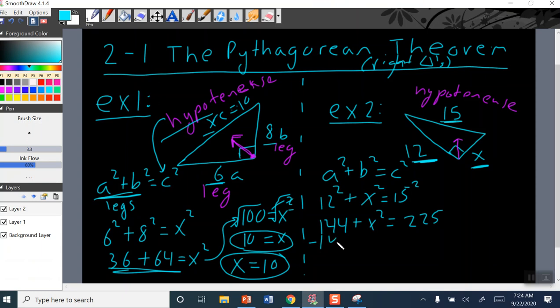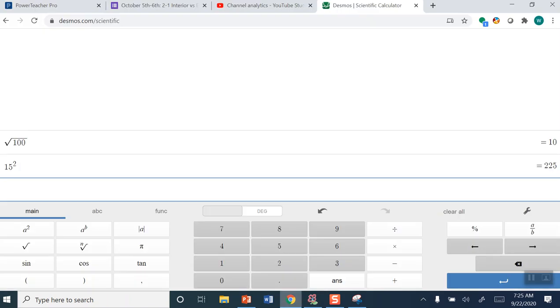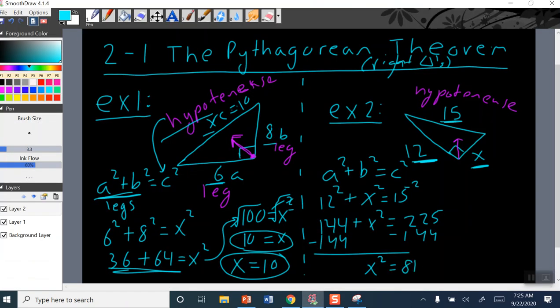Well, I subtract my 144, minus 144. We're just solving for x. We want to get it by itself. And we now have this. We have x squared is equal to 225 minus 144. Let's see. 225 minus 144. And that will give us 81. Oh, this is actually working out really nice.